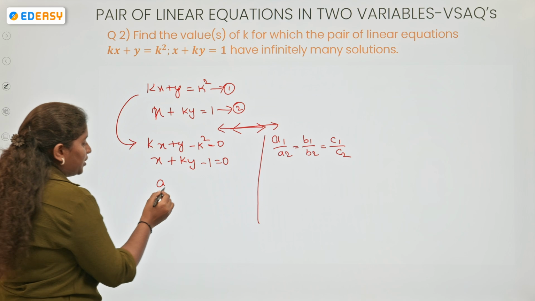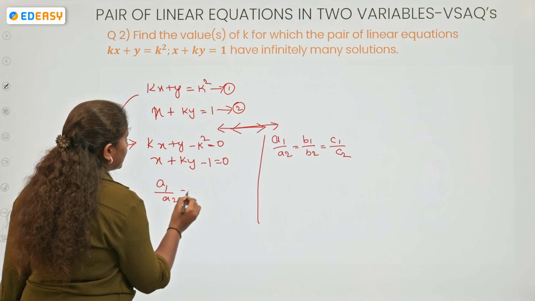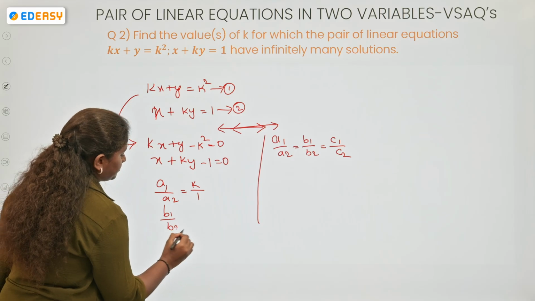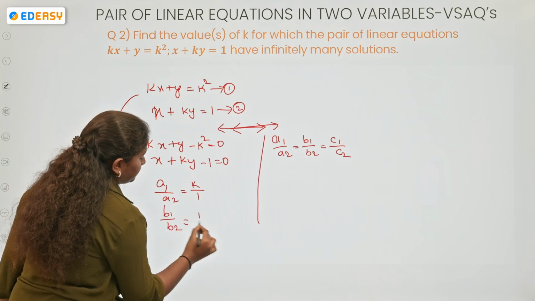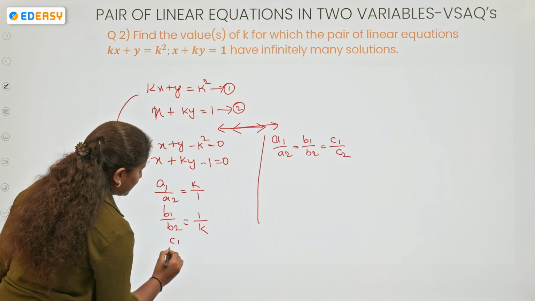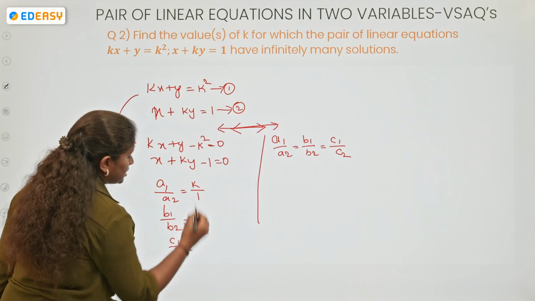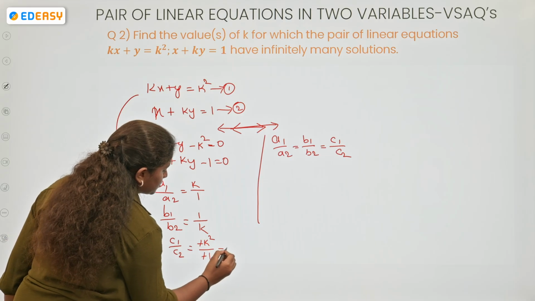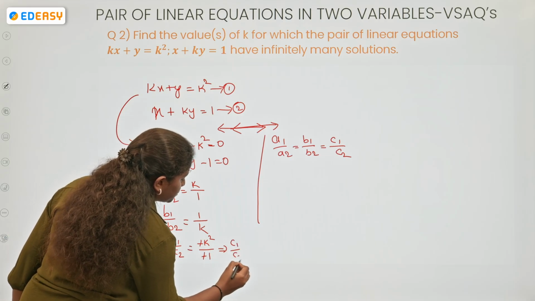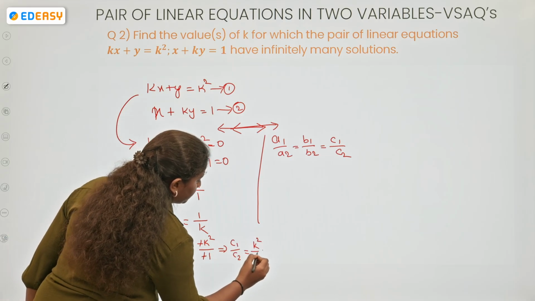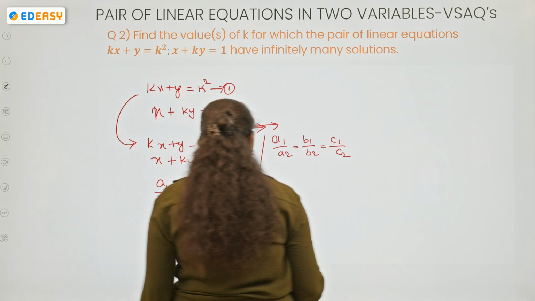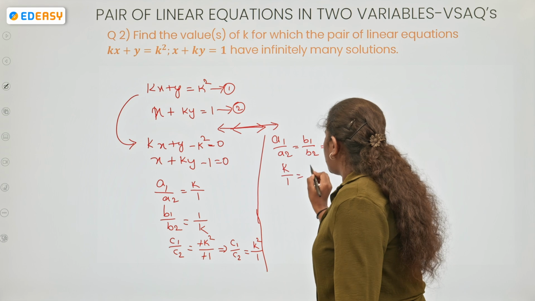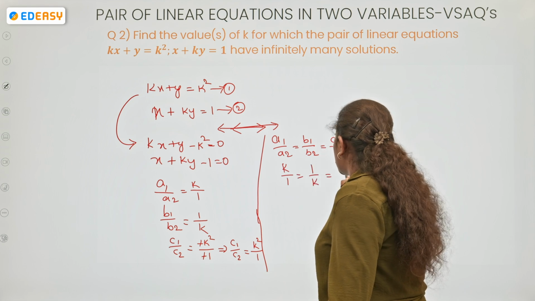Yes. Now what is your a1 by a2? That is your k by 1. And next b1 by b2, that is your 1 by k. And what about c1 by c2? c1 by c2 will be minus k square by minus 1. Minus minus cancel, so we got c1 by c2 equals k square by 1. Okay, now put those values here. k by 1 equals 1 by k, which equals k square by 1.